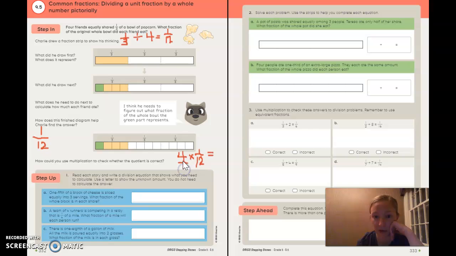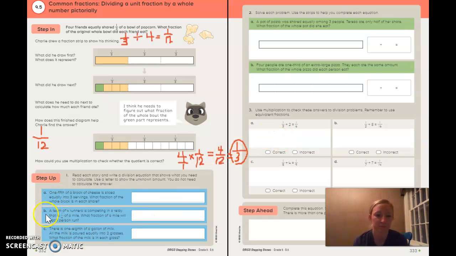Let's see if I can get 1/3. 4 times 1 is 4. I almost said 1. And 1 times 12 is 12. So 4/12. Now you probably noticed something: 4 and 12 have something in common. I can simplify that. I know that 4 goes into 4 and I know 4 goes into 12. Well, 4 goes into 4 1 time and 4 goes into 12 3 times. Voila, 1/3. So now I know my answer is correct. You can use multiplication to check your work. So we're going to try this problem and one of these as well.